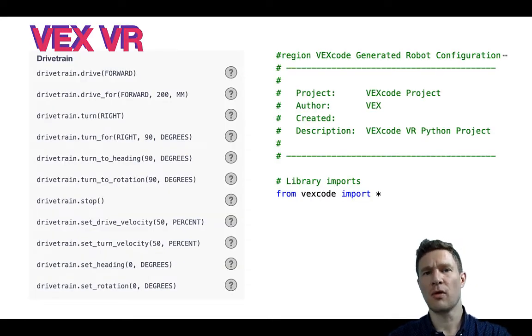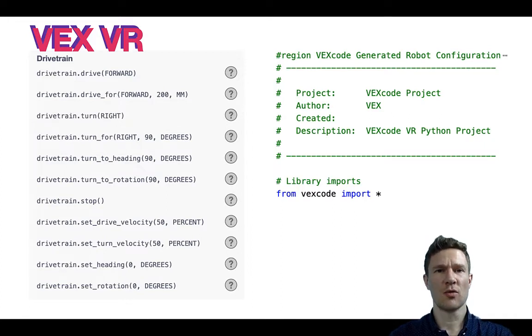VexVR has a whole bunch of functions that you're able to just use right out of the box. And so you can go to this list of functions on the left-hand side of the screen and just use them. And if you click on the question mark, it'll give you information about the function that you're trying to use. So it tells you what each function does, it tells you the inputs, it tells you the outputs, if there are outputs, and it gives you instructions on how to use it.